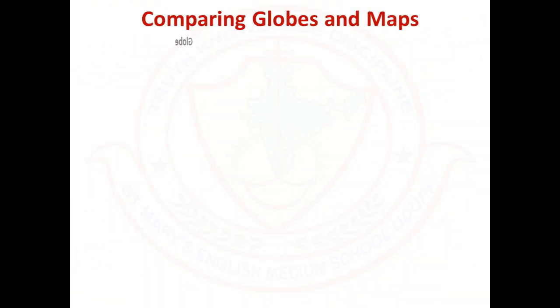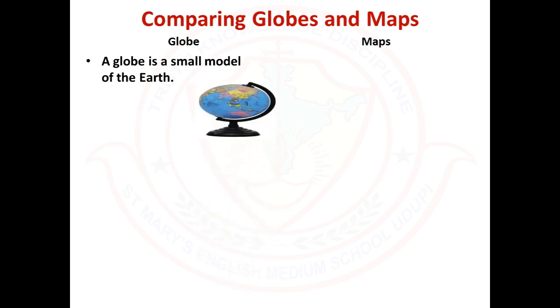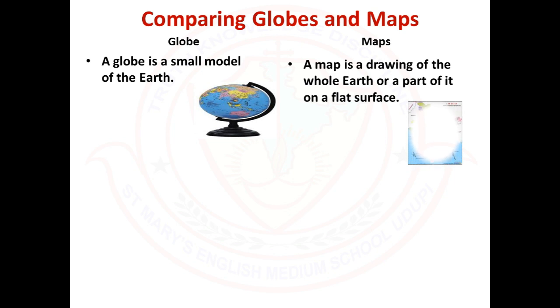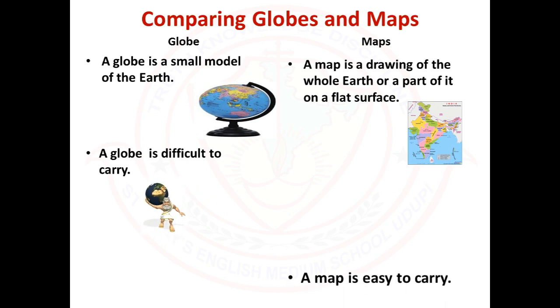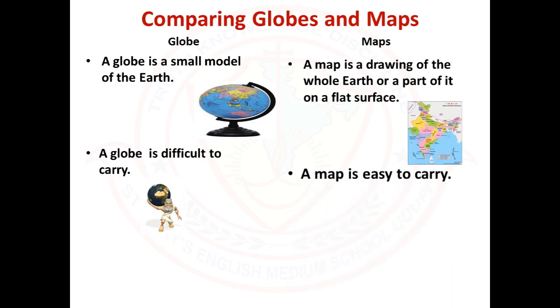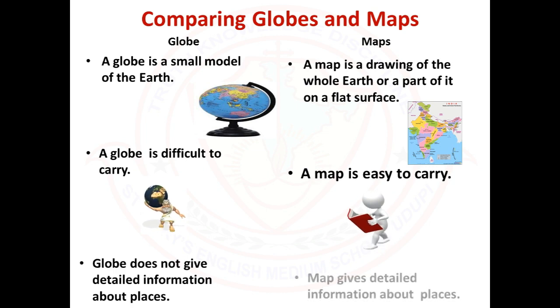Comparing globes and maps. A globe is a small model of the earth. A map is a drawing of the whole earth or a part of it on a flat surface. A globe is difficult to carry. A map is easy to carry. Globe does not give detailed information about places. Map gives detailed information about places.